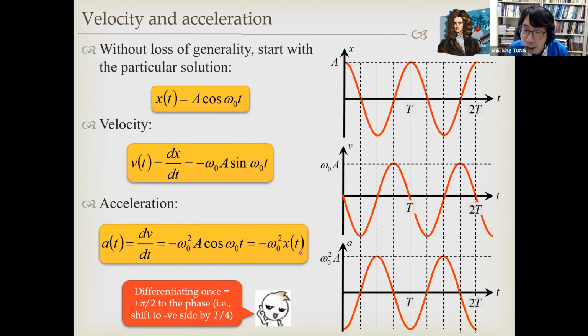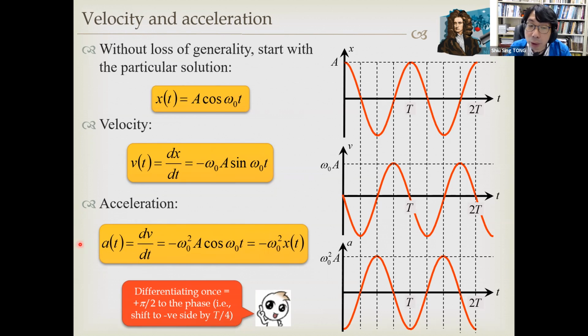You can see the acceleration is actually proportional to the displacement. Okay, a is proportional to x, but they are always in opposite direction because of this minus sign. You stretch the spring to this side, the acceleration, the net force will be pulling it back. So that's why the acceleration or the net force is always in opposite direction to the displacement and is proportional to the displacement. Okay, now this is actually a typical property for SHM, for simple harmonic motion.